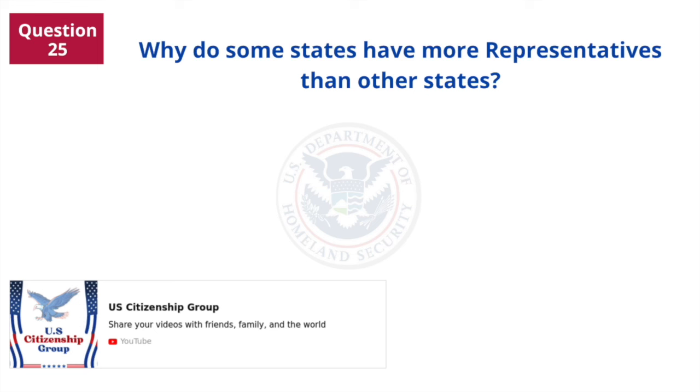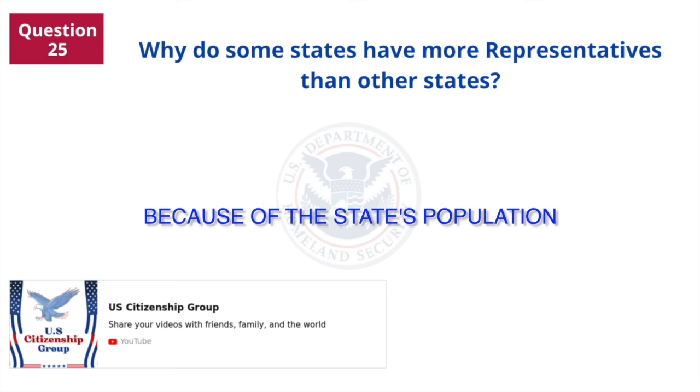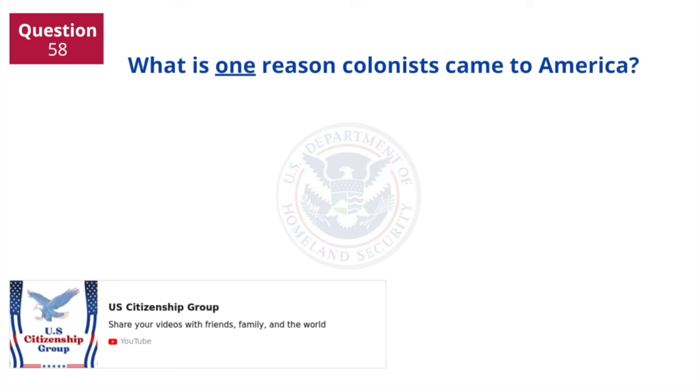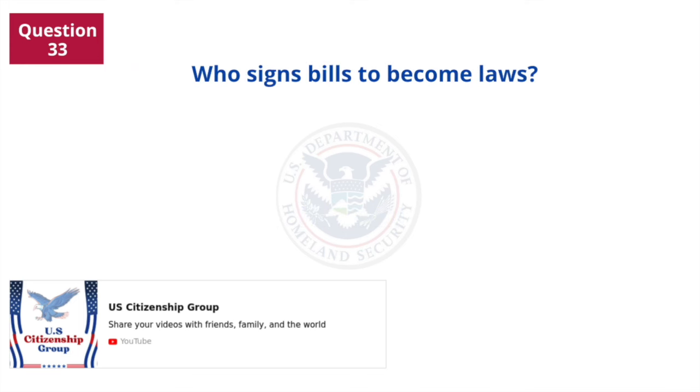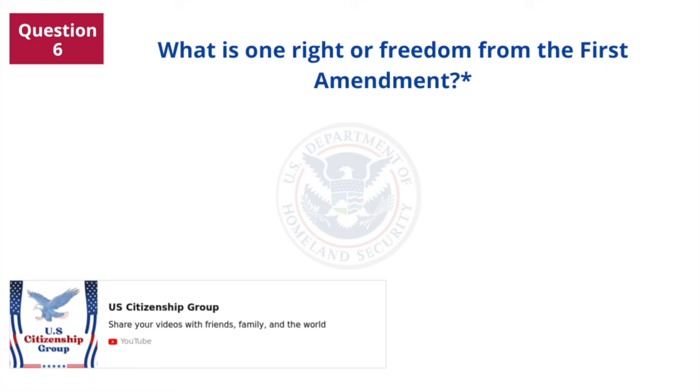Why do some states have more representatives than other states? Because of the state's population. What is one reason colonists came to America? Freedom. Who signs bills to become laws? The president. What is one right or freedom from the First Amendment? Speech.